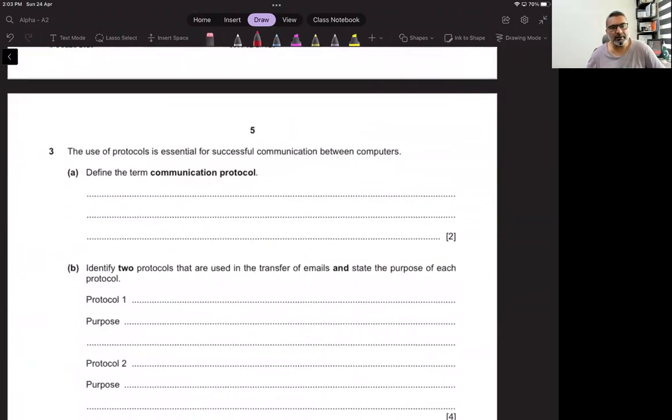Question number 3. The use of protocol is essential for successful communication between the computers. Define the term communication protocol. All right, the use of protocol is essential. What is a communication protocol? A set of rules.